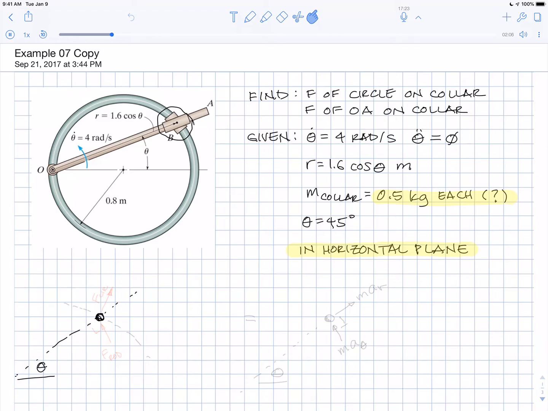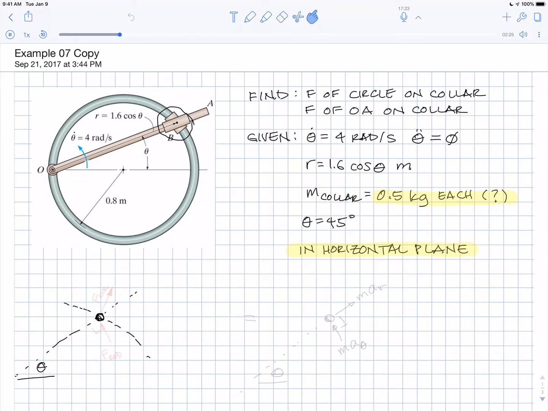I've accidentally drawn my circle perpendicular to the rod, which is not necessarily the case. I'm going to redraw that. I'm going to exaggerate it so it's less confusing. So here's the part of the circle we're looking at, something like that.